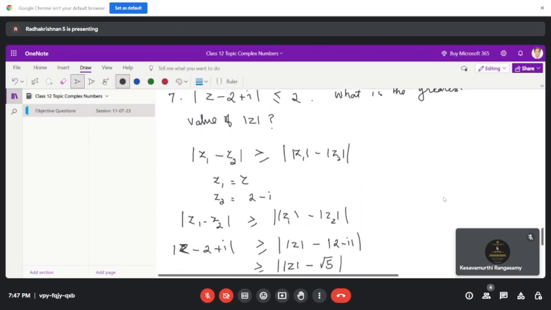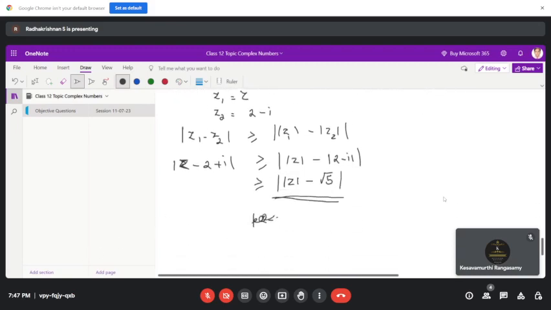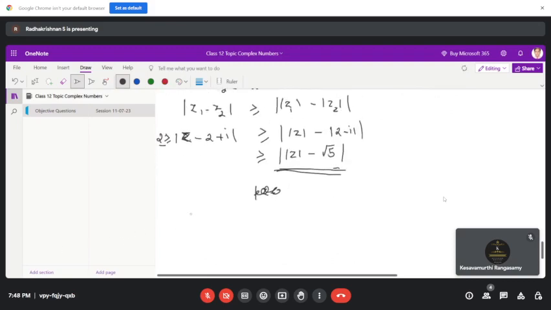So this is given as less than 2. So you put, like, this is less than 2. That means 2 is greater. It is given, no? Mod of z minus 2 plus i is less than or equal to 2. That's what is given, right? So that means 2 is greater than mod of z minus 2 plus i, which in turn is greater than mod of z1 minus root 5. Okay? So which means 2 is greater than this. Or the other way, mod of z1 minus root 5 is less than or equal to 2.